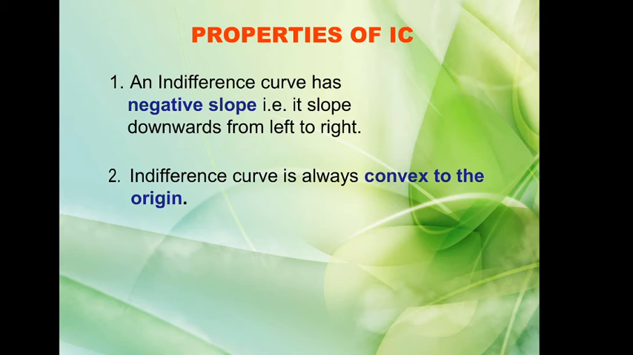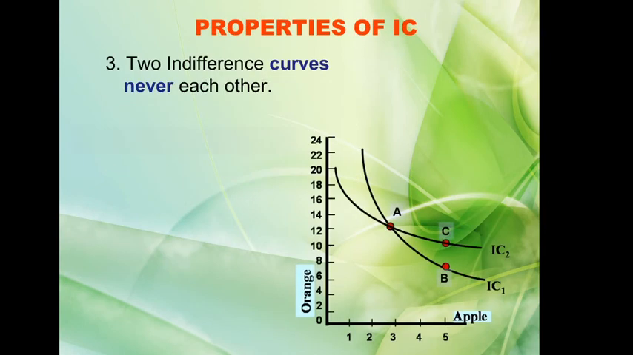The second property of indifference curve is that it is always convex to the origin. It is convex because when one is decreasing, the other is increasing. So it is convex.